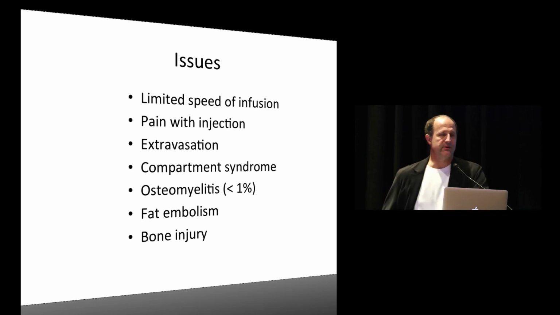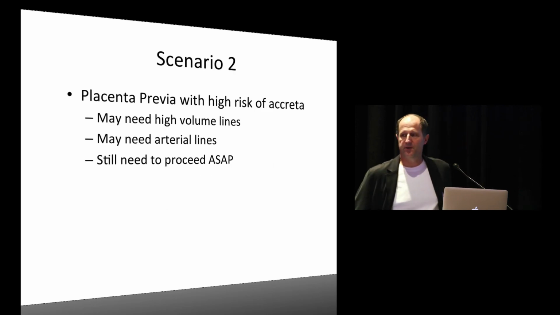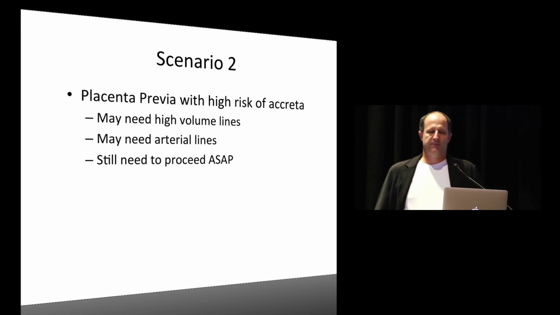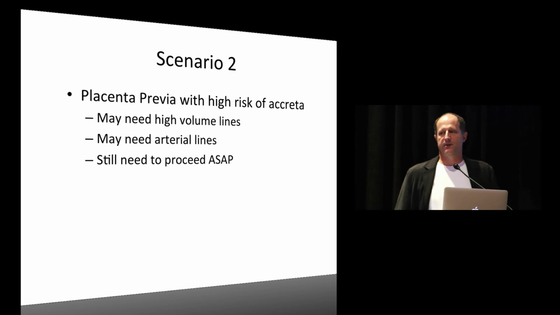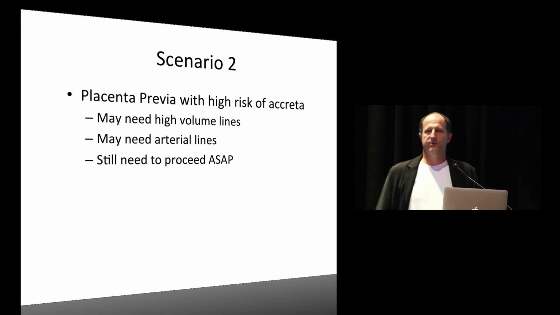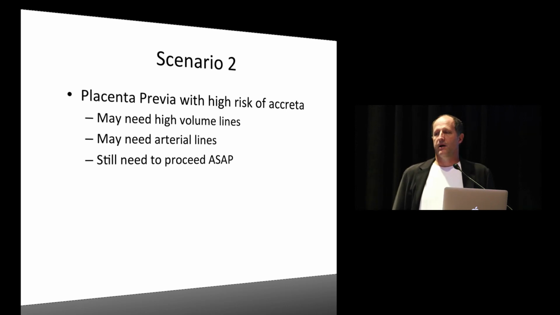All right, so that's intraosseous catheters. Let's go on to scenario 2. If you remember that patient, she had a placenta previa with a high risk for accreta. Now this woman needs high volume lines. You don't want to go into this with the equivalent of an 18 gauge IV. You also may need an arterial line, and you need to get going as soon as possible before things get worse.